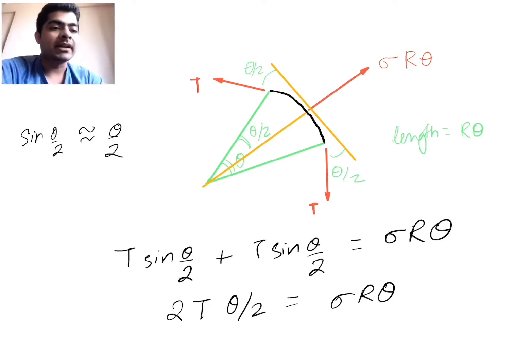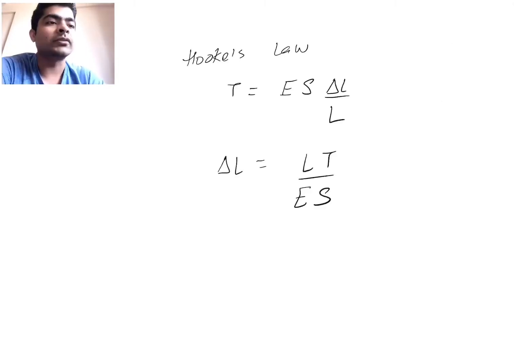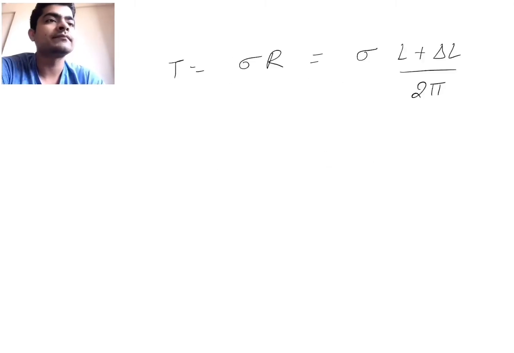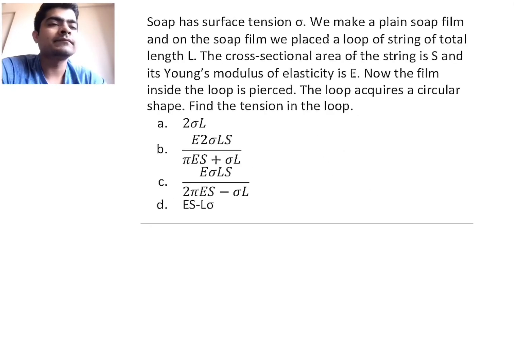And then we obtain tension is how much? Tension will be equal to sigma into r. So tension is equal to sigma times r. And what is radius? We just calculated radius is how much? L plus delta L divided by 2 pi. Now we just need to put the value of delta L. So delta L is how much? LT by ES. So tension is equal to sigma by 2 pi times L plus delta L, where delta L is LT by ES. Now we just need to simplify this equation. So the correct option will come out to be option C.